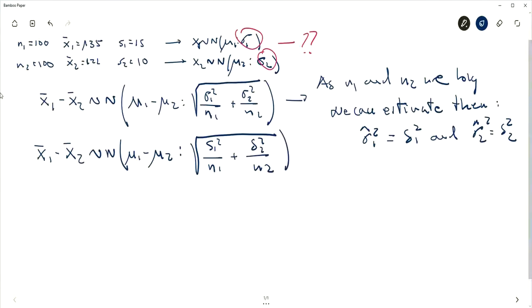Remember that as we have used some estimators in order to fix the population parameters that we don't know, the standardization of the distribution is not going to follow a normal distribution. In that case, it will follow a t-student with n sub 1 plus n sub 2 minus 2 degrees of freedom.